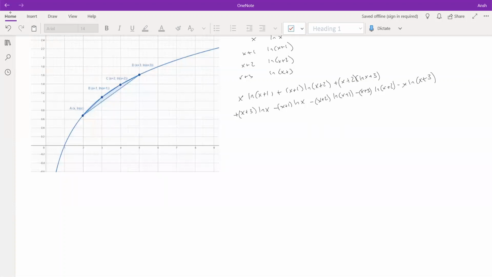So if we want to simplify this, we can combine the like terms. For the terms with ln x, we have (x+3) ln x minus (x+1) ln x, and this becomes 2 ln x. Then for the terms with ln(x+1), we have x times ln(x+1) minus (x+2) times ln(x+1), so this becomes negative 2 ln(x+1). Doing the same for the next two terms, you get negative 2 ln(x+2). And then finally, plus 2 ln(x+3).